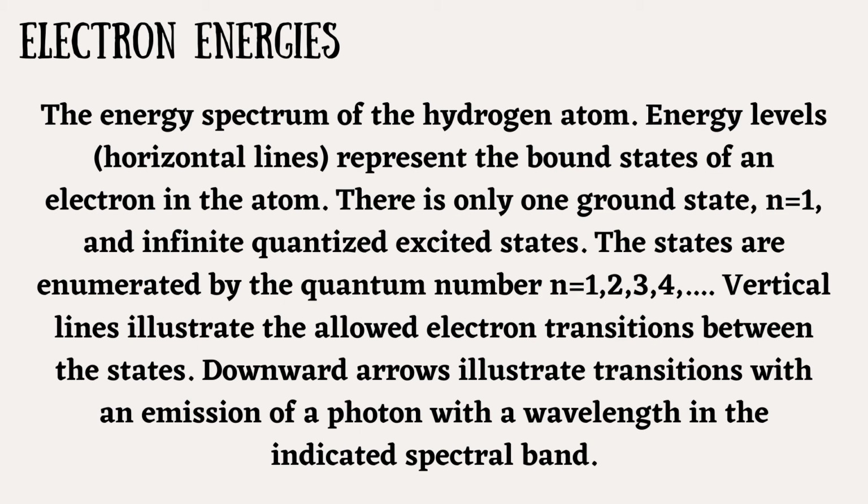The energy spectrum of the hydrogen atom: energy levels, shown as horizontal lines, represent the bound states of an electron in the atom. There is only one ground state, n equal to 1, and infinitely many quantized excited states, the states that are enumerated by the quantum number n equal to 1, 2, 3, 4, 5, and so on.